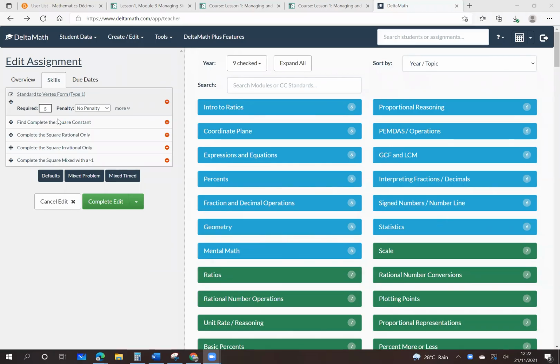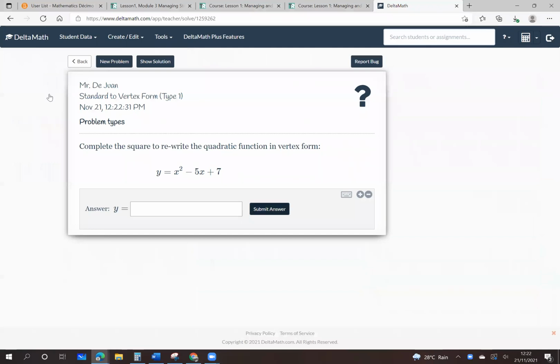Okay, boys and girls, I'm going to go through the skills that you need to complete Delta Math this week, as promised. Okay, standard form to vertex. Let's check out the first one. Here we go.